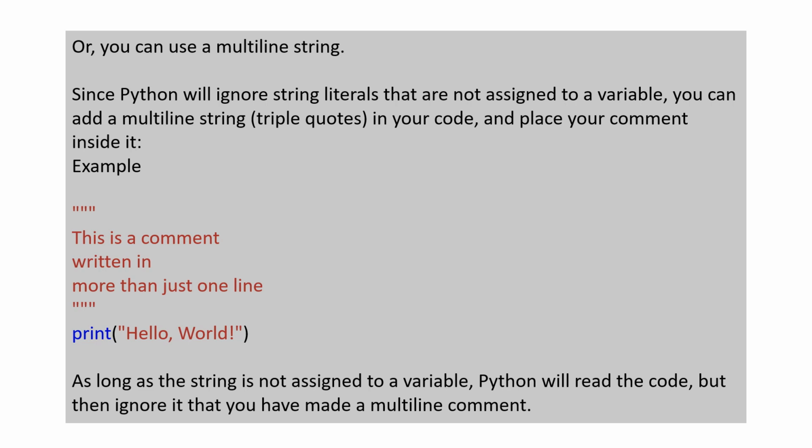Or for a multi-line comment, since Python will ignore string literals that are not assigned to a variable, you can add a multi-line string, that is, triple quotes, in your code and place your comment inside it. And this is an example for that. You can include triple quotes and write the comments, and then close them, and as long as the string is not assigned to a variable, Python will read the code but will ignore it, so you have made a multi-line comment. So this is all about comments in Python.